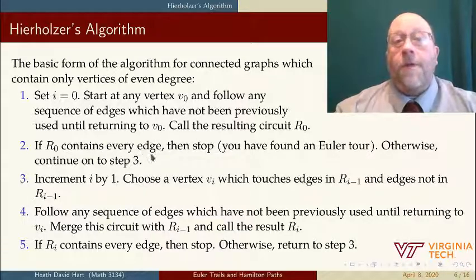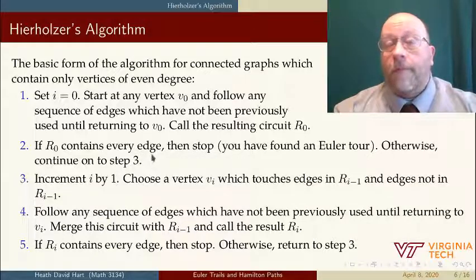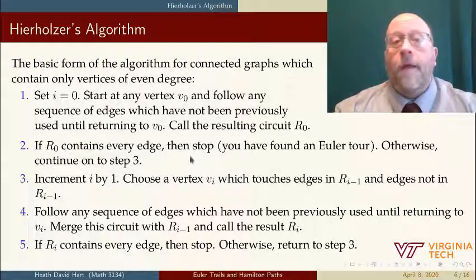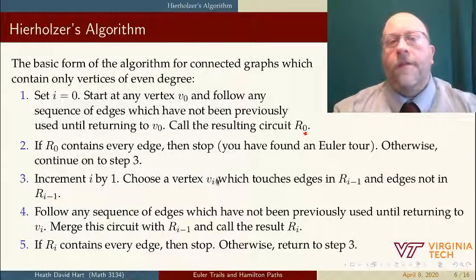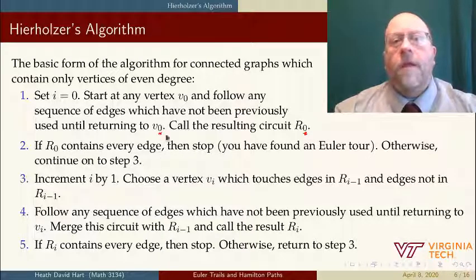If we happen to have used up every edge, then stop, because we found an Euler tour on our first try. But if we don't have an Euler tour, let's continue on, and we're going to increment this subscript by 1. We'll choose a new vertex that touches some edges that we've used and some edges that we haven't used.